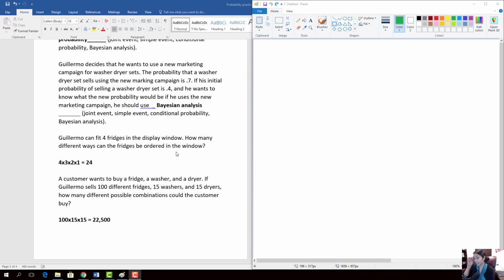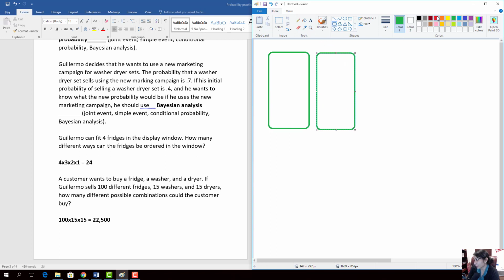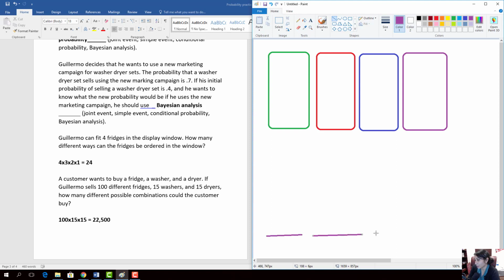Guillermo can fit 4 fridges in the display window. How many different ways can the fridges be ordered in the window? Okay, so the reason why this is a factorial is because say we have 4 different color fridges. We have a green one, a red one, a blue one, and a purple one. So in our window we have 4 spaces, right? In this first space, I can pick any 4 of these colors, right? So there I have 4 possibilities.